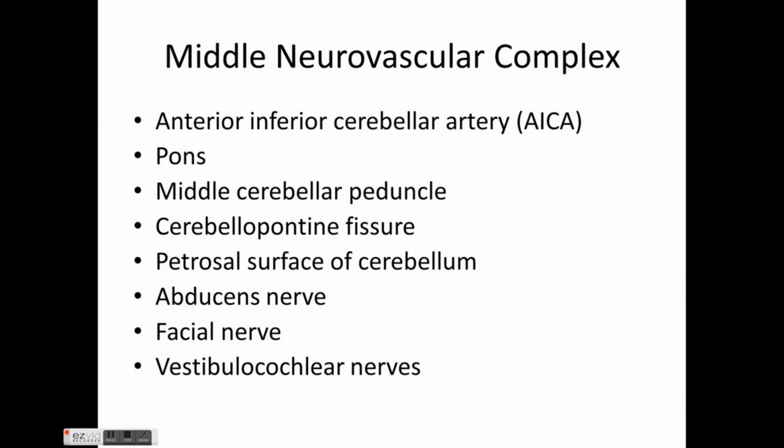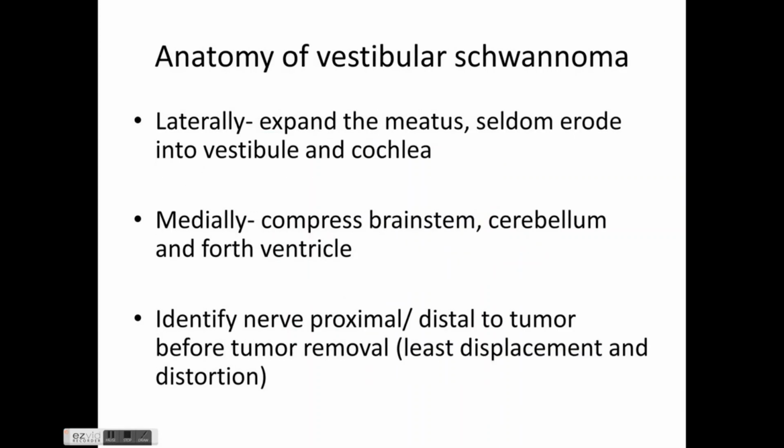fissure, petrosal surface of cerebellum, abducens nerve, facial nerve, and the vestibulocochlear nerves. Anatomy of the vestibular schwannoma: laterally it expands the meatus. It may seldom erode into the vestibule and the cochlea. Medially, it compresses the brainstem and cerebellum and the fourth ventricle.